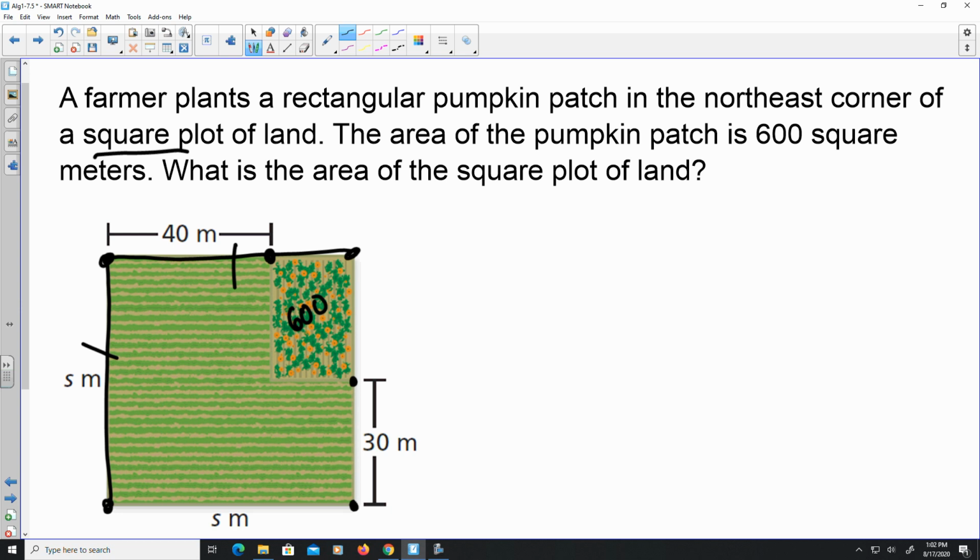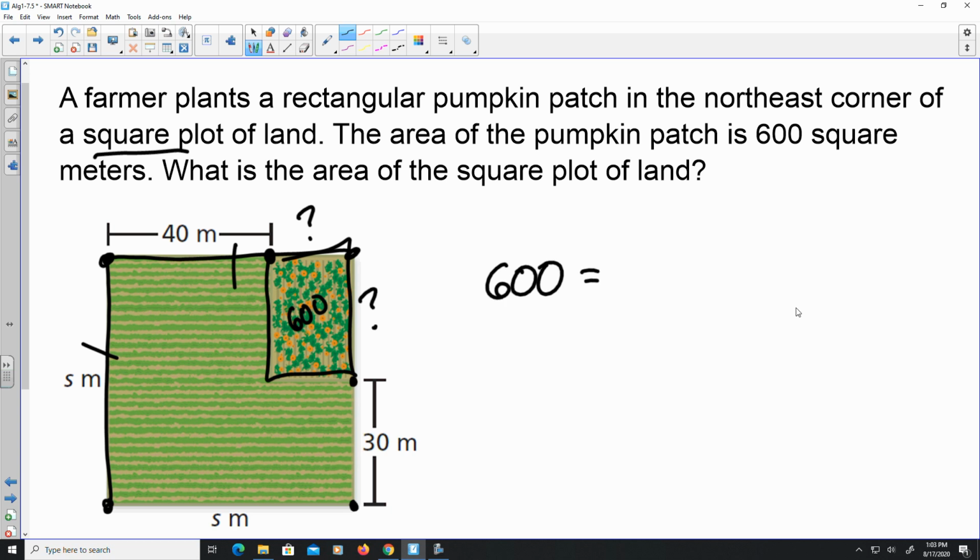So even though we don't know what this is, and we don't know what this distance is either, we can still use this to our advantage to figure out the value for S, to figure out the area of the entire plot of land. We know that the area of the pumpkin patch is 600 square meters, so I'm going to write that in.